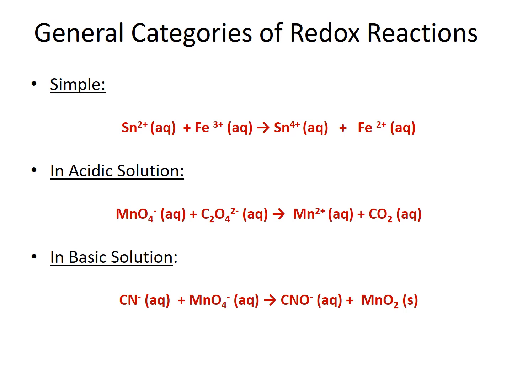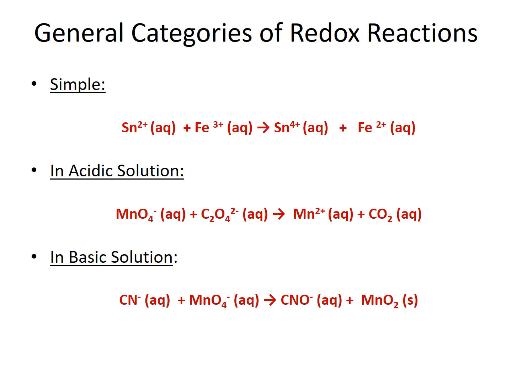So we can talk about simple redox reactions. And by simple, I just mean that there's no oxygen or hydrogen involved as a reactant or product. So in the example that's given here, we just have tin and iron as our reactants and a different ion charge for tin and iron on the product side. There's no oxygen or hydrogen in that formula.